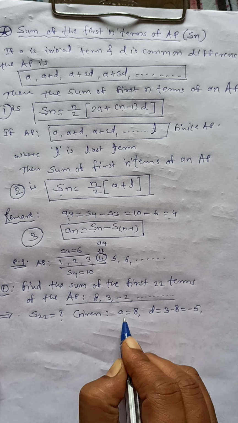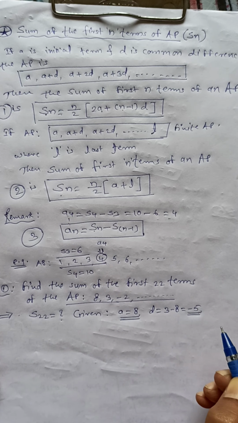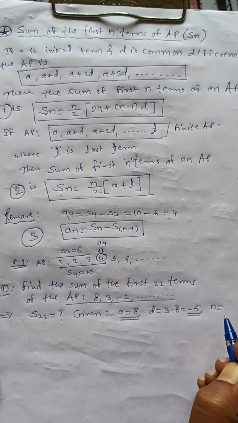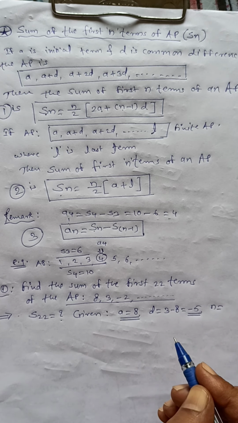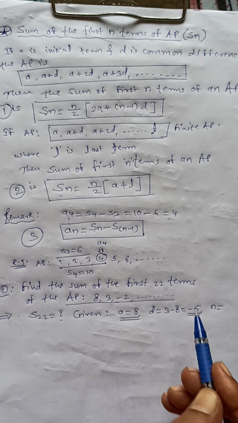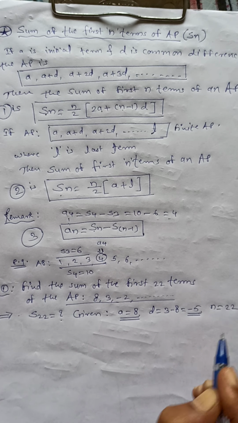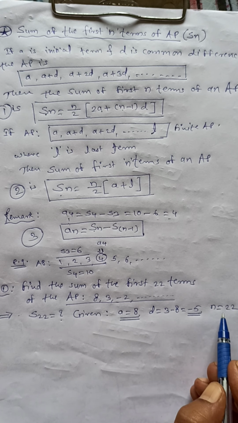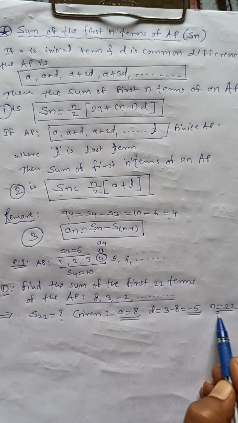So you know the initial term, you know the common difference. Then the n value is also required, the number of terms. You have to find out the sum of the first 22 terms, so the n value is 22. The number of terms you are going to consider for the addition is 22. So n is equal to 22.